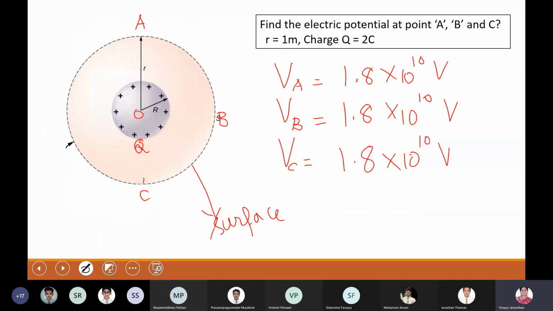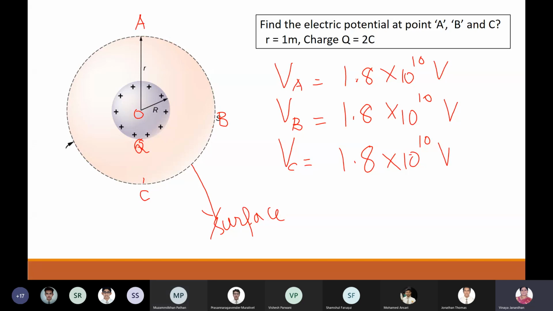Chapter? No, it's not a new chapter. It's a part of this chapter. Still, we haven't completed 50% of the chapter, right, boys? Fine. Now, let us define what is an equipotential surface.